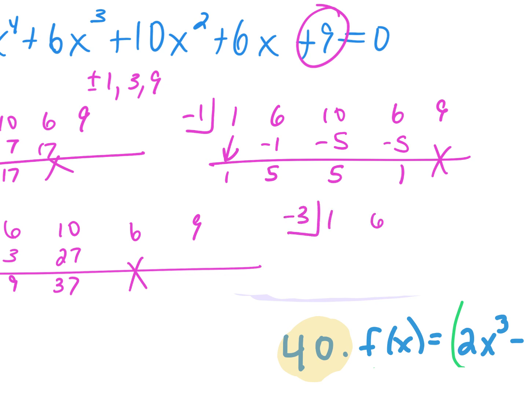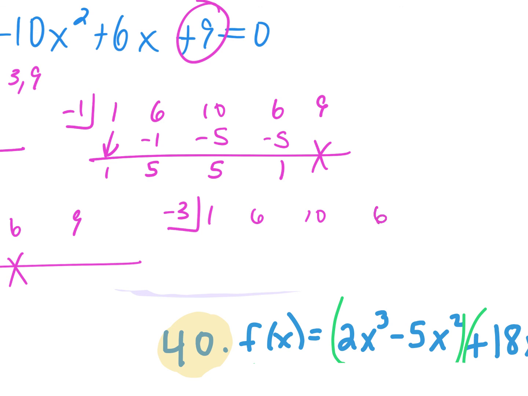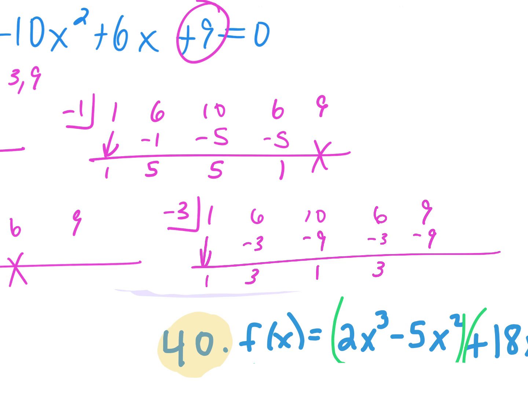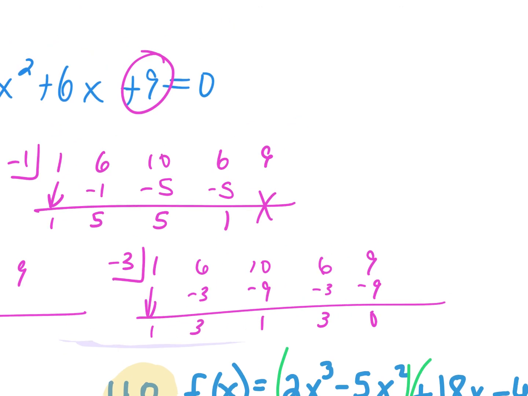1, 6, 10, 6, and 9. 1 times negative 3 is negative 3. 6 minus 3 is 3. 3 times negative 3 is negative 9. 10 minus 9 is 1. 1 times negative 3, negative 3. 6 minus 3 is 3. 3 times negative 3 is negative 9, and negative 9 and positive 9 is 0. So what did you guys just prove? That it works. X equals negative 3.